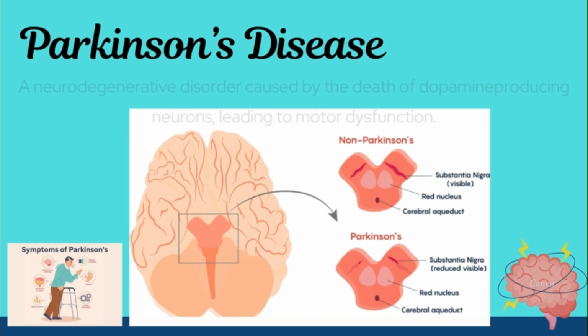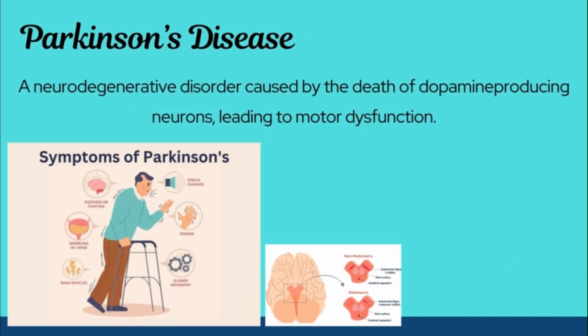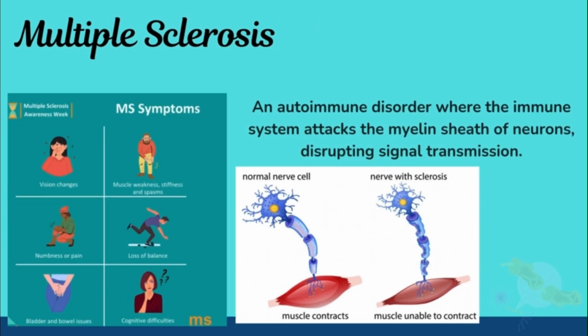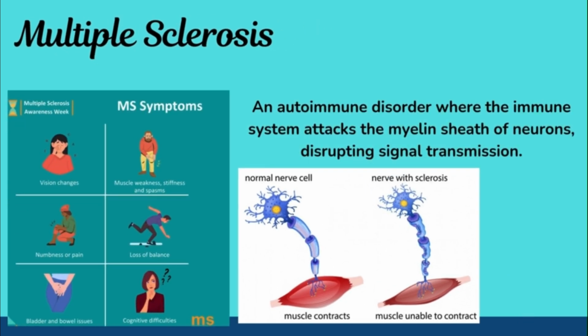Parkinson's disease, a neurodegenerative disorder caused by the death of dopamine-producing neurons, leading to motor dysfunction. Multiple sclerosis, an autoimmune disorder where the immune system attacks the myelin sheath of neurons, disrupting signal transmission.